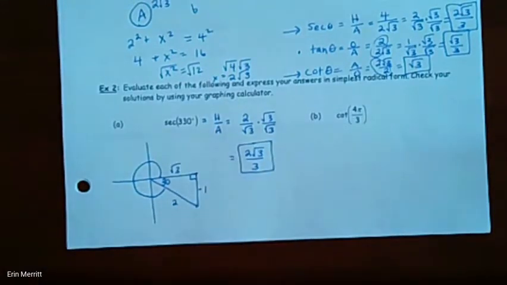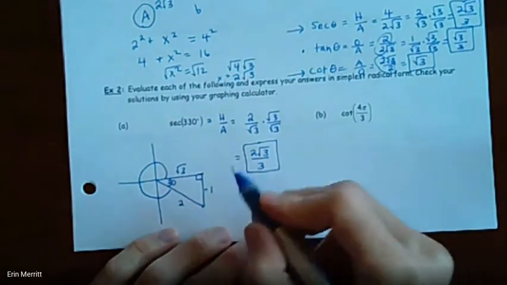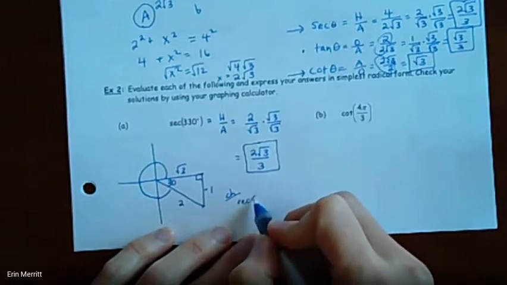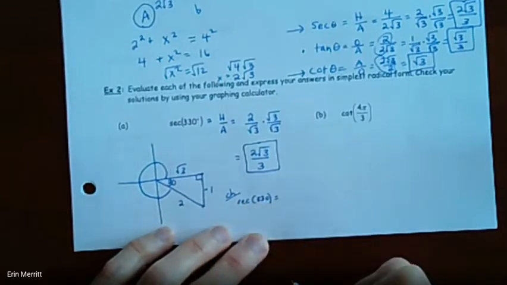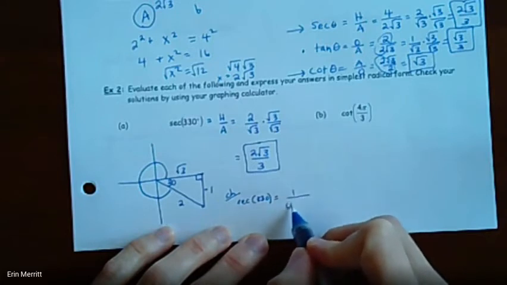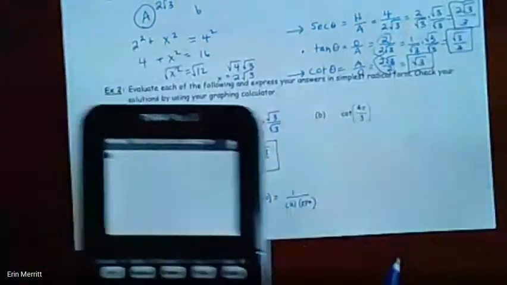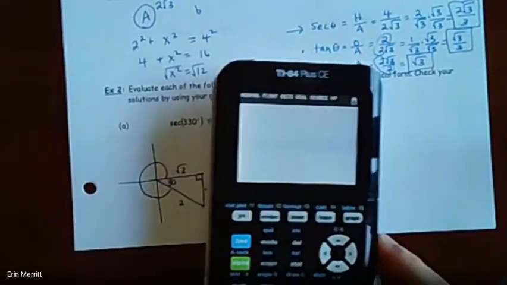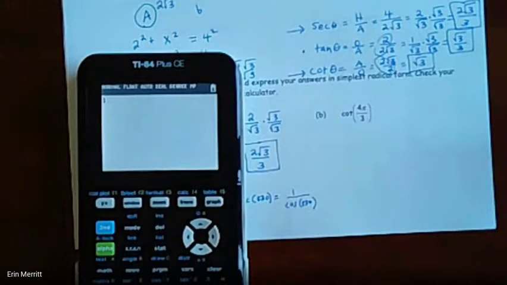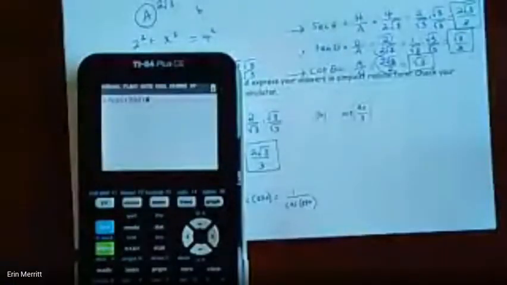Now, when it says to check on the calculator, what you'd have to remind yourself of is that the secant of 330 is the reciprocal of cosine. It's 1 over cosine of 330. On your calculator, there are no secant, cosecant, and cotangent buttons. There's only the basic 3. So to be able to do this, you would need to type in 1 divided by cosine of 330. Of course, make sure you're in degree mode, and I get 1.15 and so on.